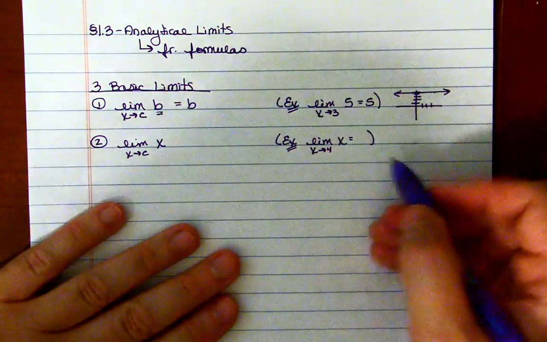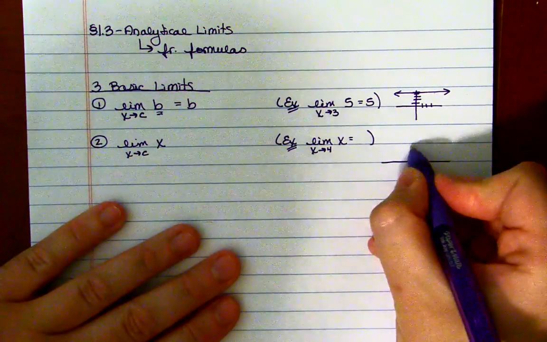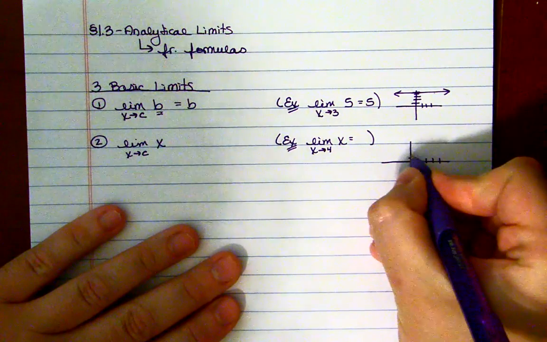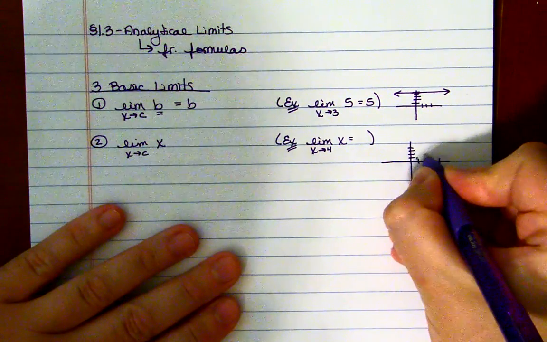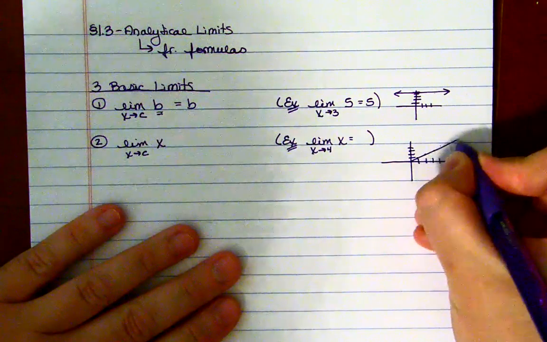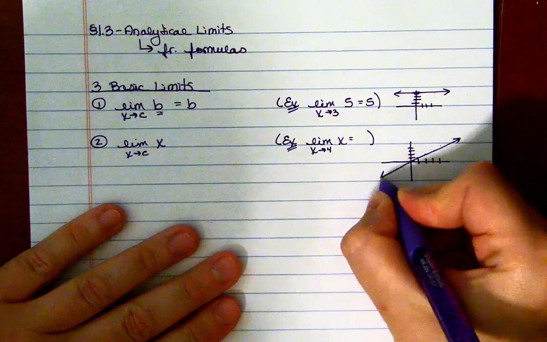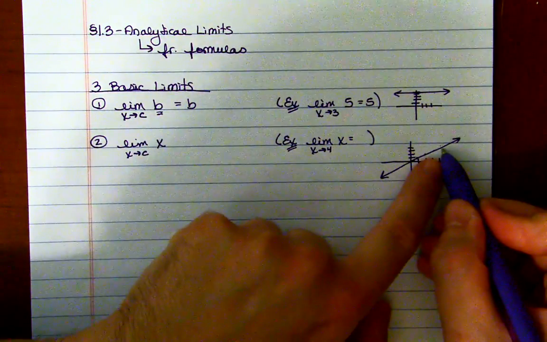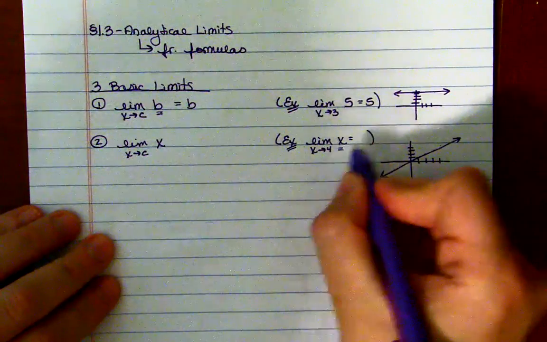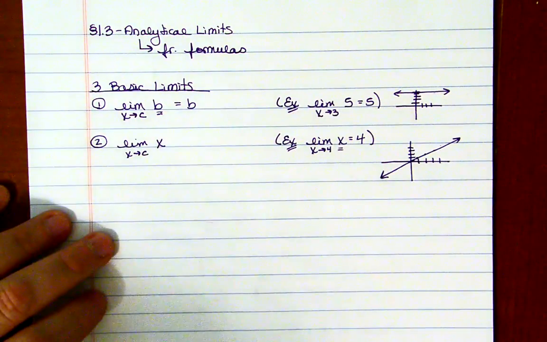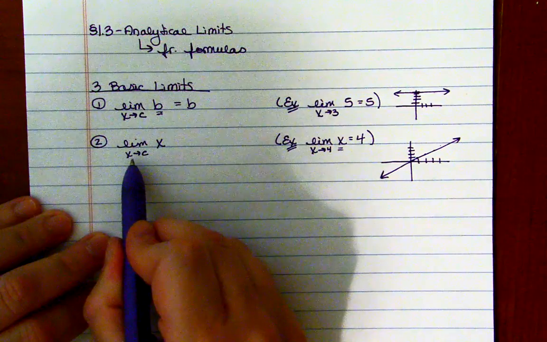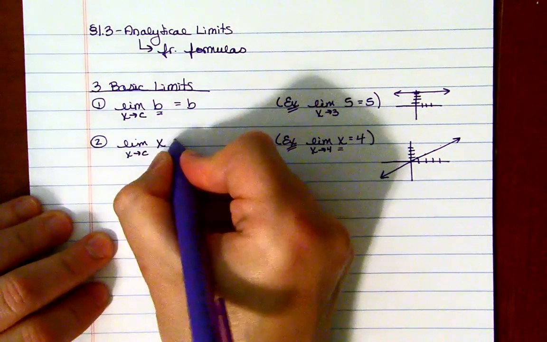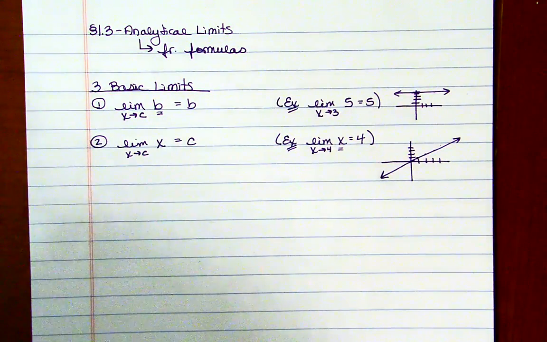Okay, well the function x, y equals x, that's a slanted line with a slope of 1 that passes through the origin. So let me try to graph this. As my x's get close to 4, my y's are also getting close to 4. That's sort of how the function y equals x looks like. So what's the limit as x approaches c, some other x value, of the function x? Well, that's just going to equal c.